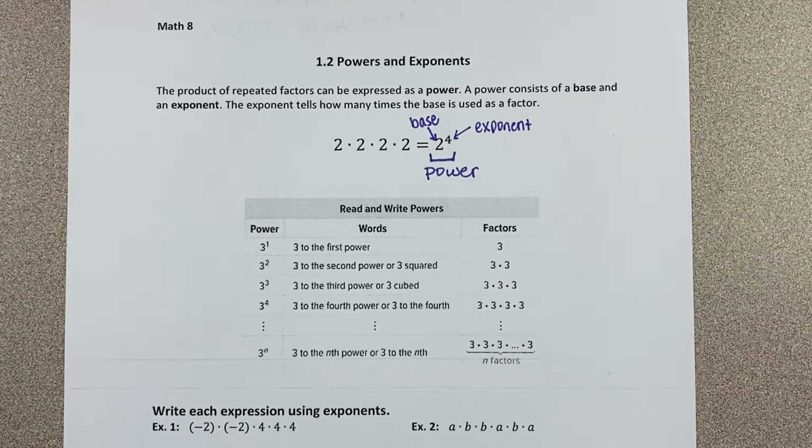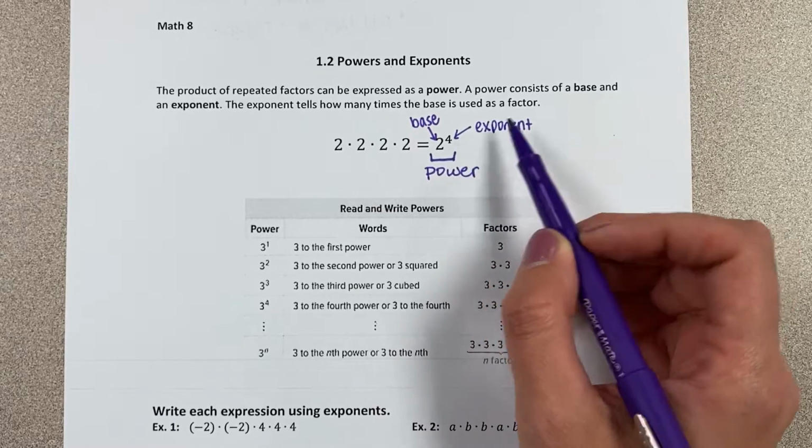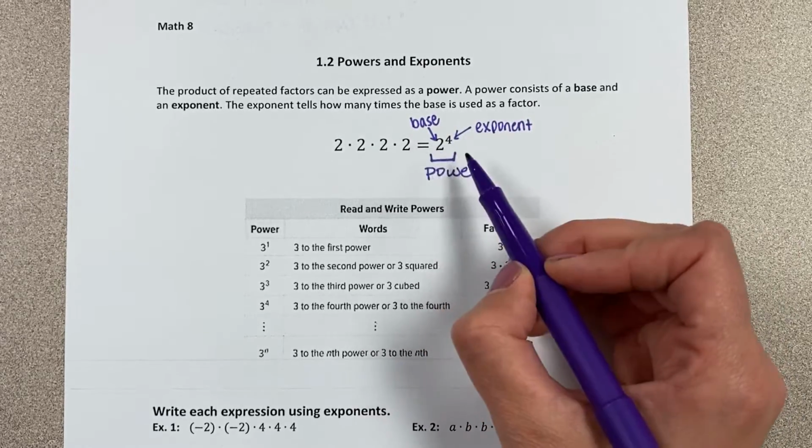All right, so today we are doing section 1.2, Powers and Exponents. It says the product of repeated factors can be expressed as a power. A power consists of a base and an exponent. The exponent tells how many times the base is used as a factor. So this all together is called the power.